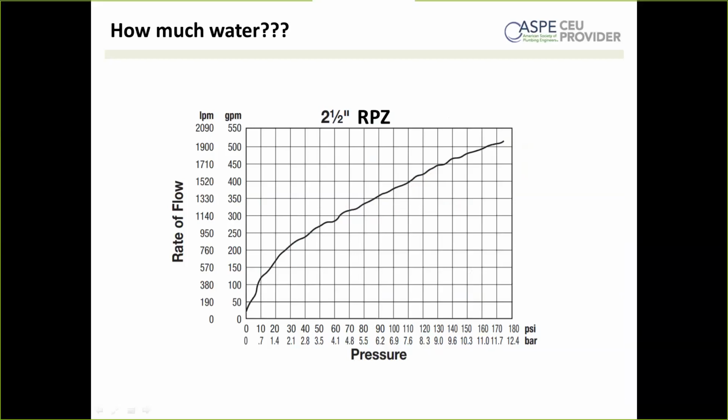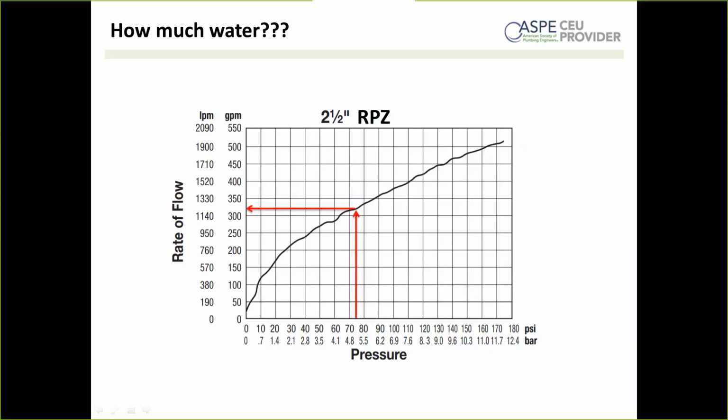Let's go with something reasonable like 75 psi. Then you read the corresponding rate of flow on the y-axis. Here we get about 320 gallons a minute, which is very significant. For a reference, if you had a 16-foot square room, so 16 by 16 with a 10-foot ceiling, it would fill that room full of water in 1 hour.